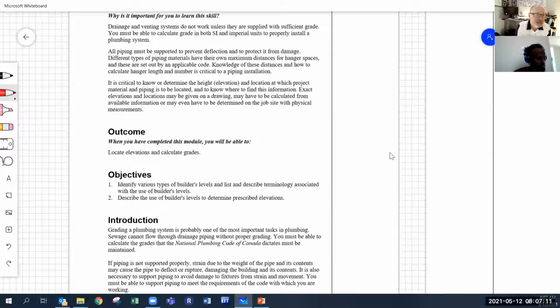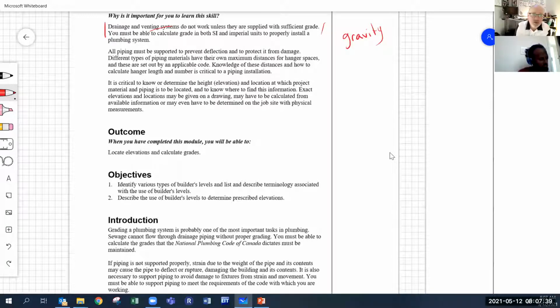So the objectives and outcomes on here. Listen, they even kind of say drainage and venting systems do not work unless we have sufficient grade, because we use gravity to take away all our waste products. As plumbers and gas fitters, this is pretty critical stuff. We need to get the grade correct, or else we're going to have some problems.